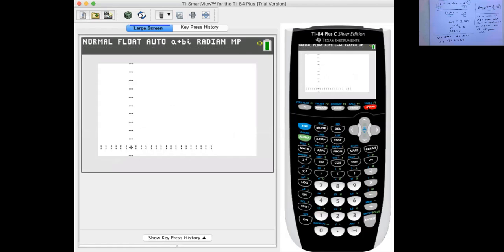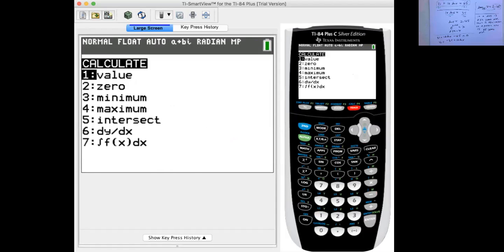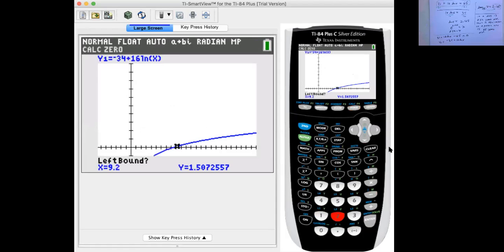Hit graph. And it crosses there, which we hope is around 8.37. So second calc, zero. Move the cursor a little bit to the left of where it crosses, and a little bit to the right of where it crosses, and close to where it crosses. And it's giving me 8.37.